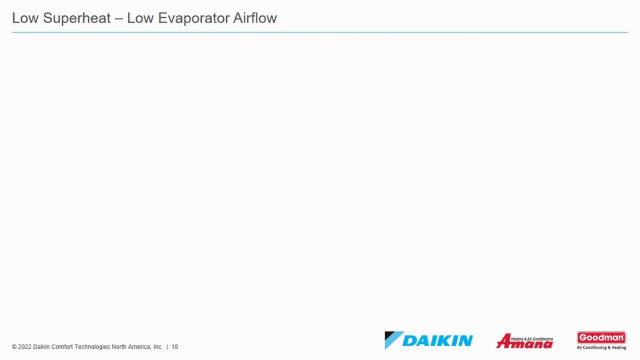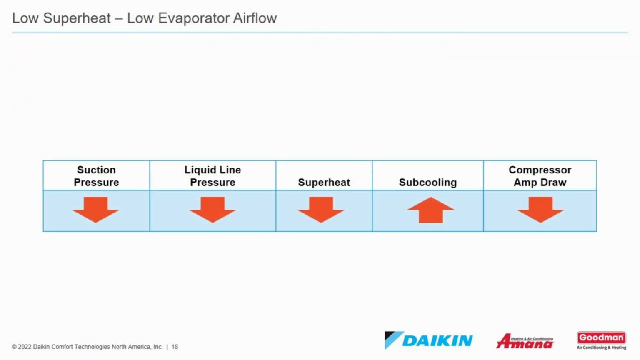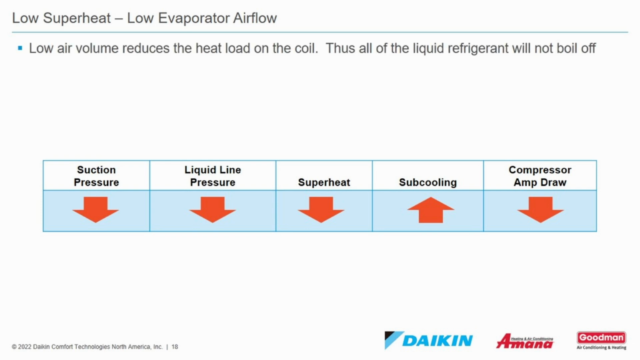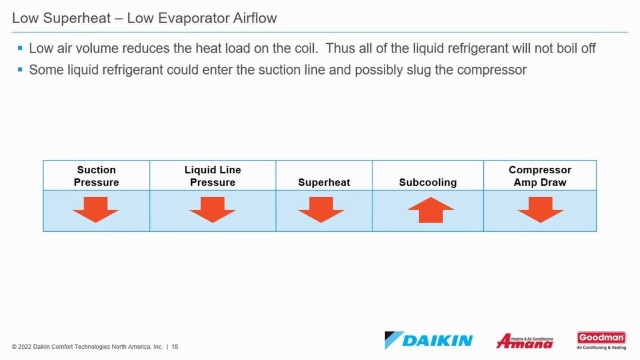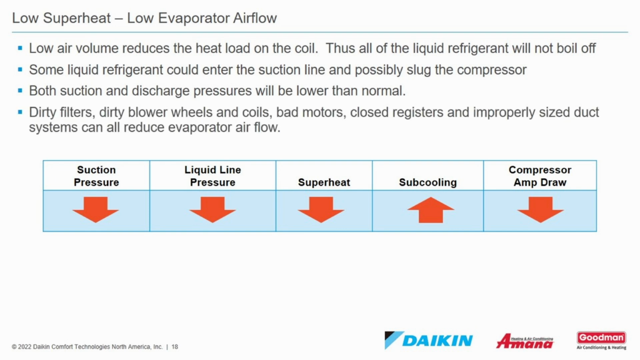Low superheat due to low evaporator airflow. Low air volume reduces the heat load on the coil, so all of the liquid refrigerant will not boil off. Some liquid refrigerant could enter the suction line and possibly slug the compressor. Both suction and discharge pressures will be lower than normal. Dirty filters, dirty blower wheels and coils, bad motors, closed registers, and improperly sized duct systems can all reduce evaporator airflow.